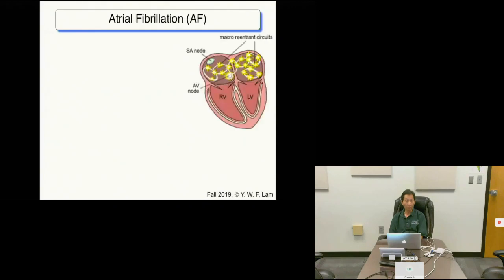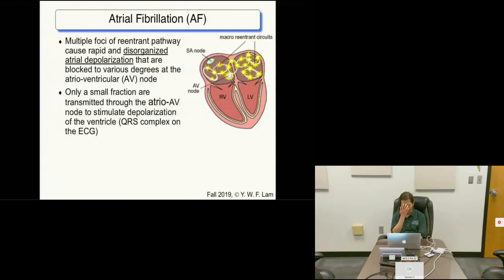So if you remember, you probably have some pathophysiology in terms of understanding atrial fibrillation: within the atrium, theoretically, you should have just the sinoatrial node as the primary pacemaker. But in patients who have atrial fibrillation, in addition to the sinoatrial node, they have what we call multiple ectopic foci.